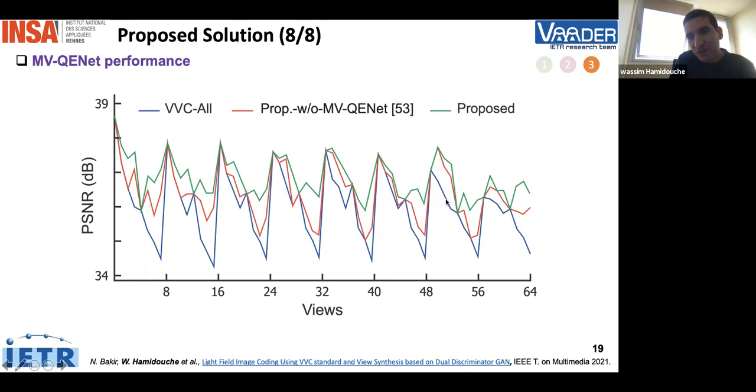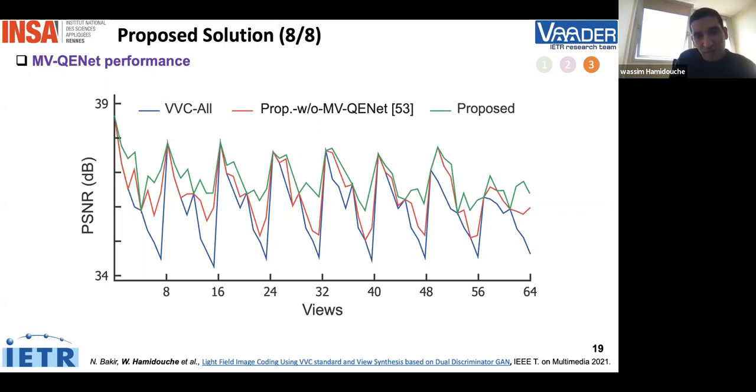And here we have two advantages to perform quality enhancement. The first one, we increase the global quality of the light field views, especially for the no reference views. And also we decrease the disparity of quality between the views. And this may lead to a higher quality of experience when we see the light field image.